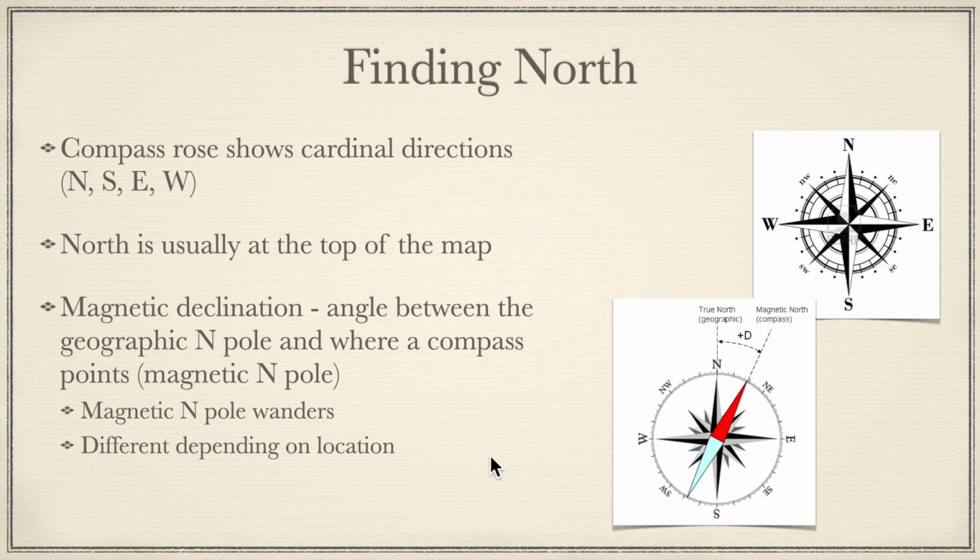And it's really different depending on the location. So depending on where you are on the Earth's surface, the declination will be different. So on some maps you have a little magnetic declination diagram that will show you how to correct for that. A lot of compasses have a dial that'll turn, so you could turn that a little bit so that it actually is pointing true north for you.